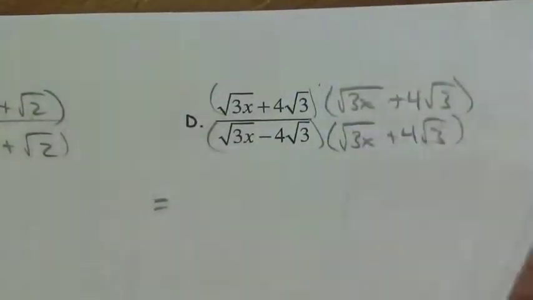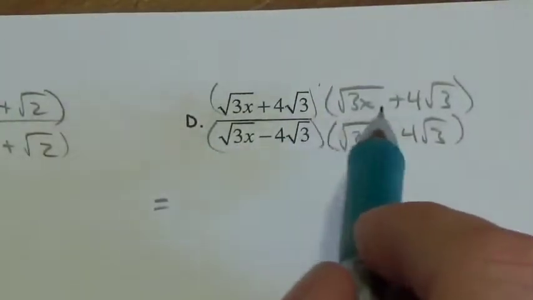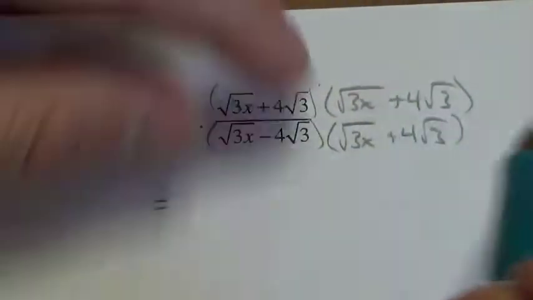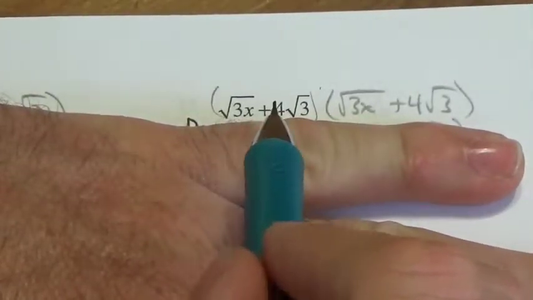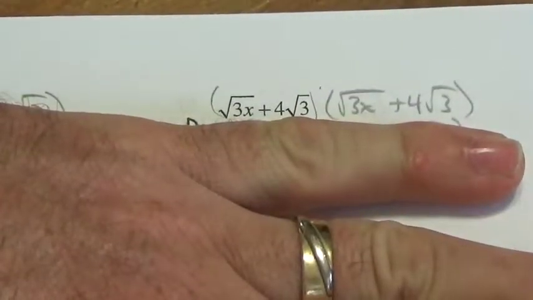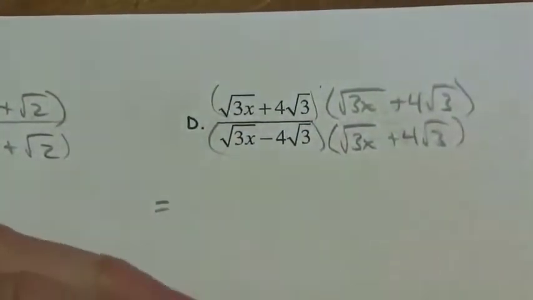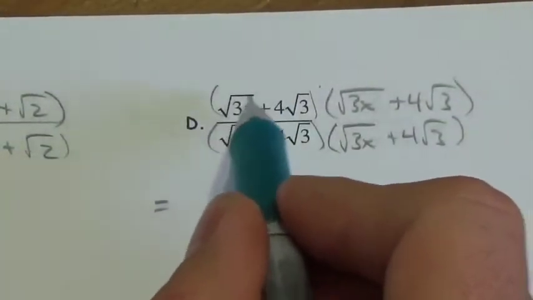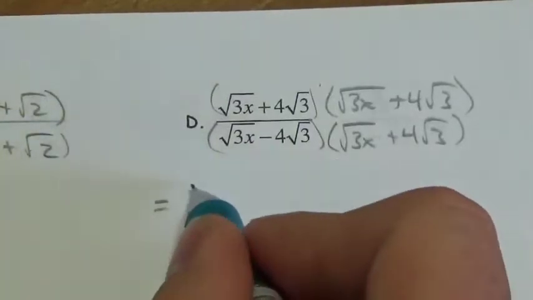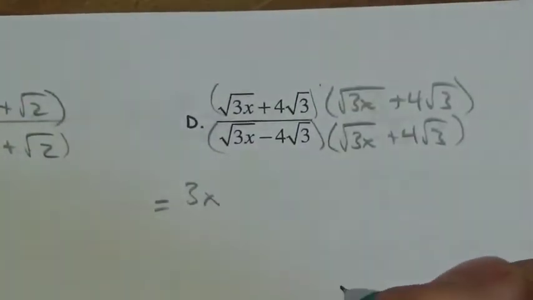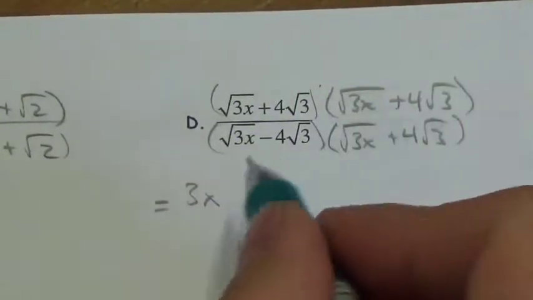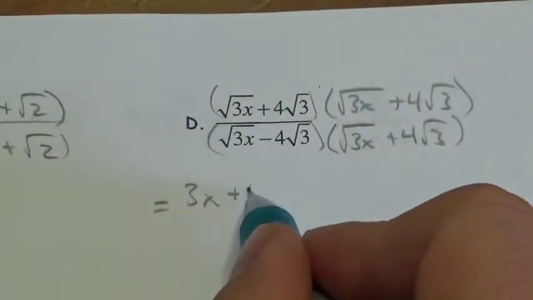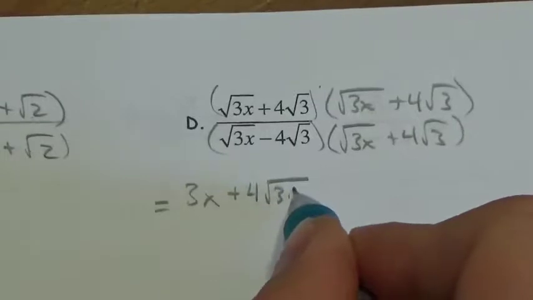So in the numerator, I've got to pay careful attention to this because remember, when you square a binomial, which is what I'm doing there essentially, it's root 3x plus 4 root 3 multiplied by itself. This is not going to get rid of my radicals. Now root 3x times root 3x will get rid of the radical there. That'll be just 3x. But root 3x times 4 root 3 is going to be 4 root 3 times 3x.